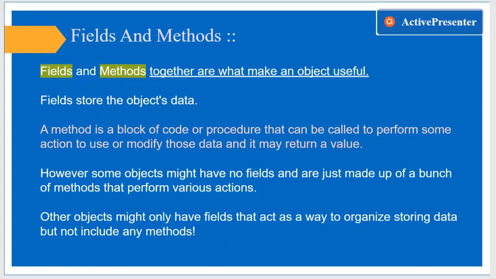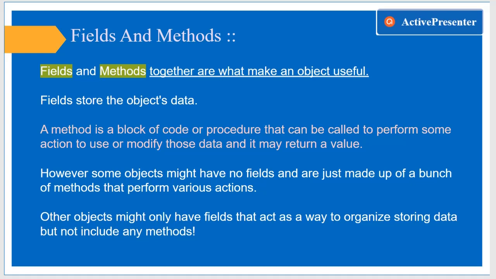Fields and methods. Fields and methods together are what make an object useful. An object has fields and methods. Fields store the object's data, and a method is a block of code or procedure that can be called to perform some actions to use or modify those data, and it may return a value.